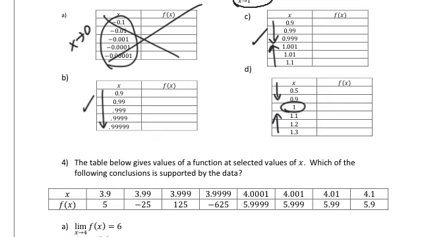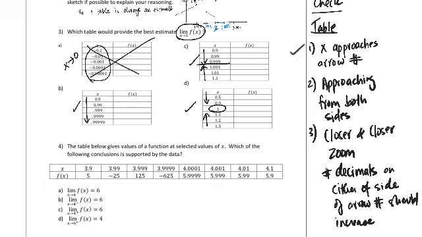In these 2 tables, the 1 is in the middle. In this table, the 1 is on the end, but we are getting close to 1 in all 3 of those tables. Okay, so that was our first condition. Approaching from both sides. Well, in B, we're not approaching from both sides. We're just approaching from the left side. So that one's out. Okay, for an overall limit, that one's out.